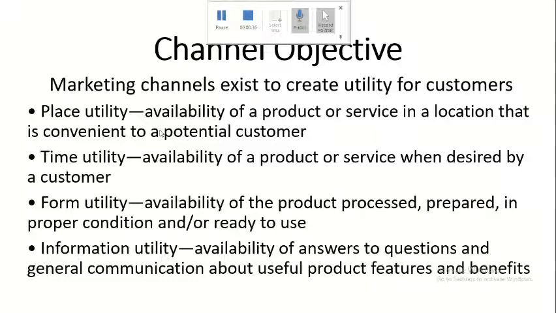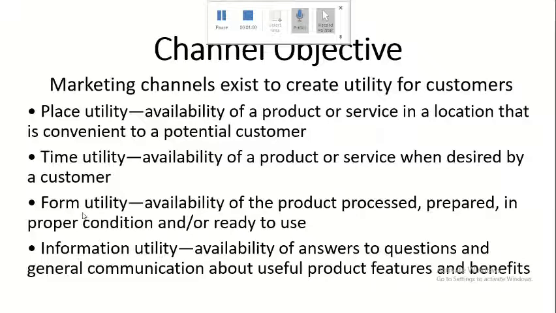In marketing, there are 4 types of utility. The first is place utility, which is the availability of a product or service in a location that is convenient to a potential customer. And then the second is time utility, which is the availability of a product or service when desired by a customer.